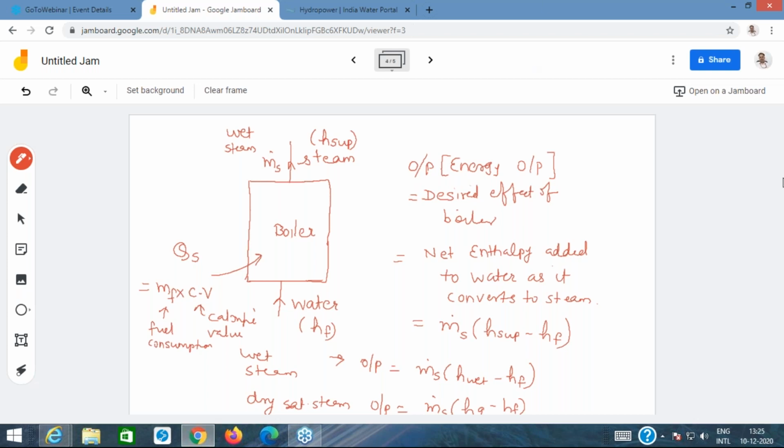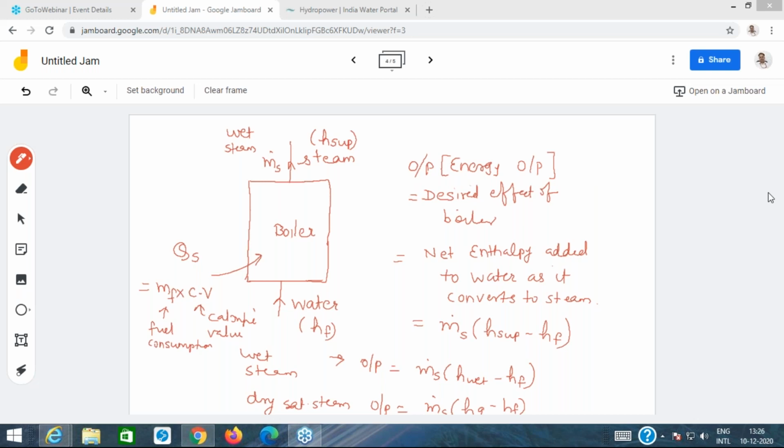Rushali, I am talking in terms of energy. Okay, so the input to the boiler is energy which is supplied to the boiler. And how do you supply energy to the boiler? We supply energy to the boiler by burning the fuel.